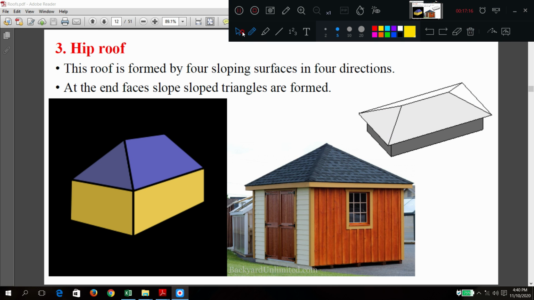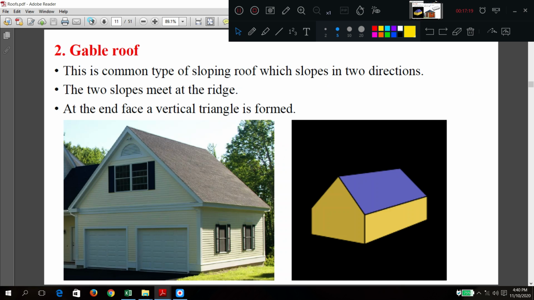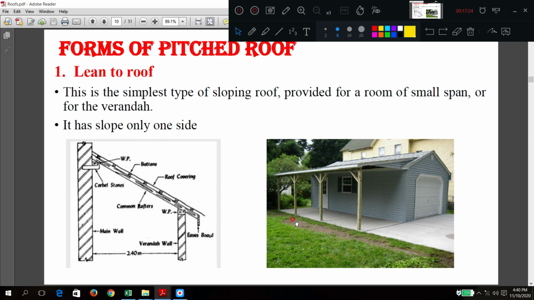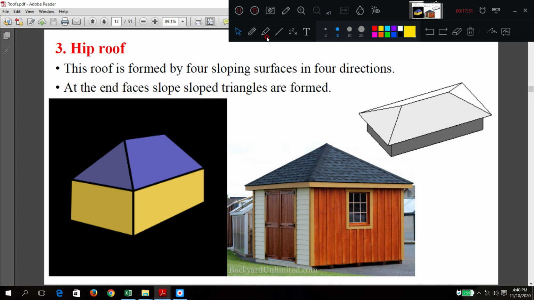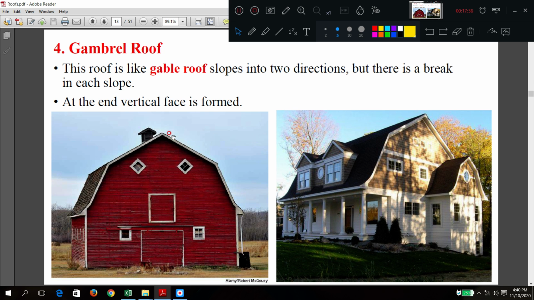Okay. So first is what? Gable, two slopes. Lean-to roof, only one slope. Gable, two slopes, two directions. Hip roof, four directions, four different slopes. Gambrel, two slopes but broken into two pieces. Two slopes, two directions but broken. This is called a gambrel. So at the end, a vertical face is formed. Here the vertical face. So very cute, no?